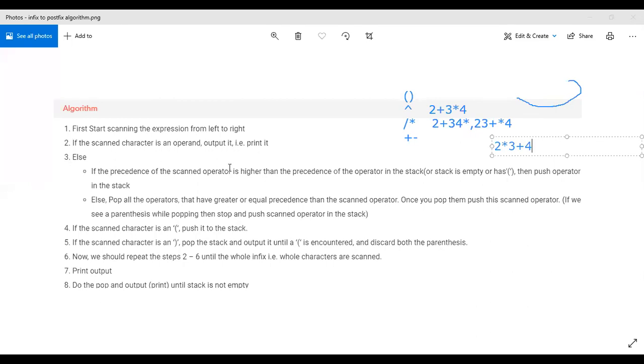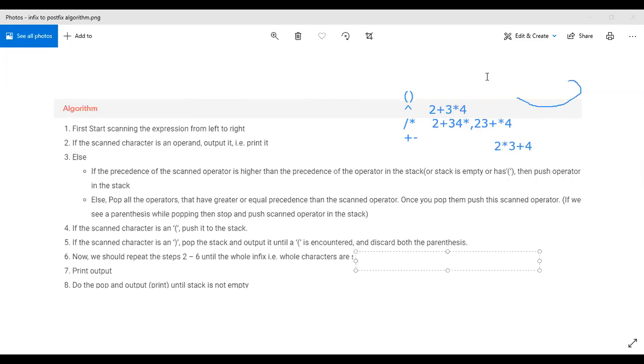That is, if the precedence of the scanned operator is higher than the precedence of the operator in the stack, then I will push onto the stack. Else, I will pop the operators that have greater or equal precedence than the scanned operator. Once I end the popping, I will push the present scanned operator onto the stack. Once we go to the example, you can understand it in a simple way. By seeing the algorithm alone, you may not easily understand.